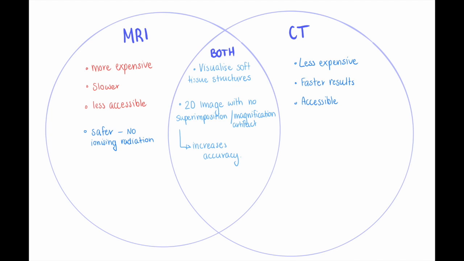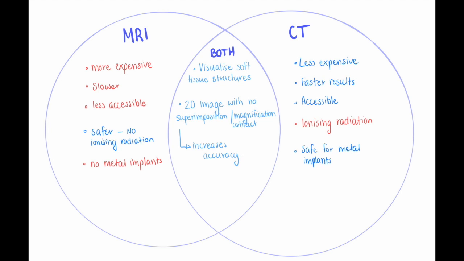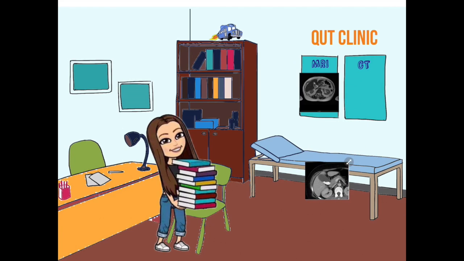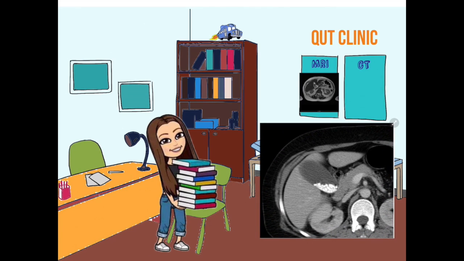MRI is a safer option in comparison to CT, as it does not involve ionizing radiation. However, it's unable to be used by patients with metal implants due to the magnets employed by the machine. After comparing and contrasting the imaging capabilities and other aspects of both MRI and CT, it can be concluded that CT is the most effective imaging modality to visualize gallstones.